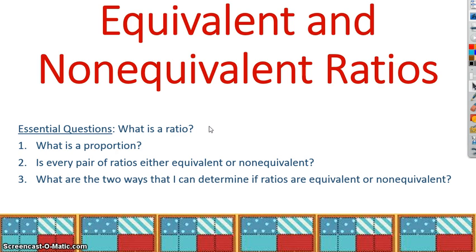For our essential questions, we will be reviewing this essential question because we will be using ratios within this lesson. But our focus is going to be, what is a proportion? Is every pair of ratios either equivalent or non-equivalent? And the answer is yes. So what we are going to work on is determining how we can decide if they are equivalent or non-equivalent, and we will learn that in two ways.